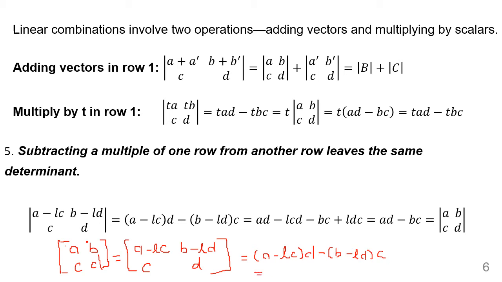That gives you ad minus lcd minus bc plus lbc. So these two will get cancelled out. So we are left with ad minus bc. That is the same as the determinant of the matrix a, b, c, d. Therefore, we can say that if you multiply one row with a scalar quantity and subtract it from the other row, the determinant of that particular matrix will not change.